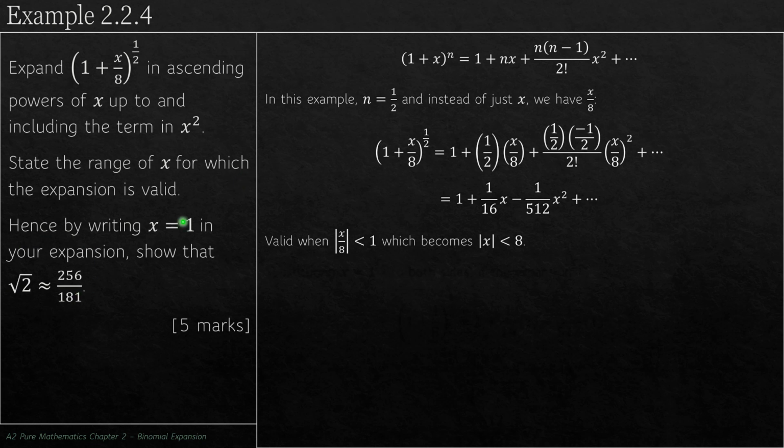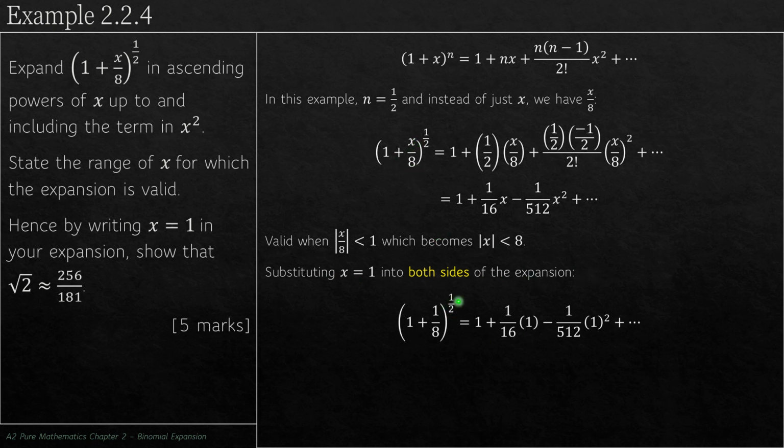Okay, so when you substitute x equals 1, remember it has to be between minus 8 and 8, that's what that's saying, so this is okay, this is fine. I need to substitute it into the left hand side and the right hand side of the expansion, so I'm going to substitute it into both sides. So I get 1 plus 1 over 8 to the power of a half on the left hand side, and then I substitute 1 into there, which gives me this. I want root 2. Okay, so that's what the question has asked me to do.